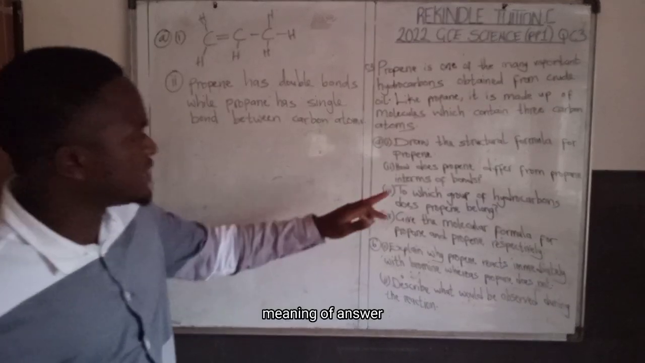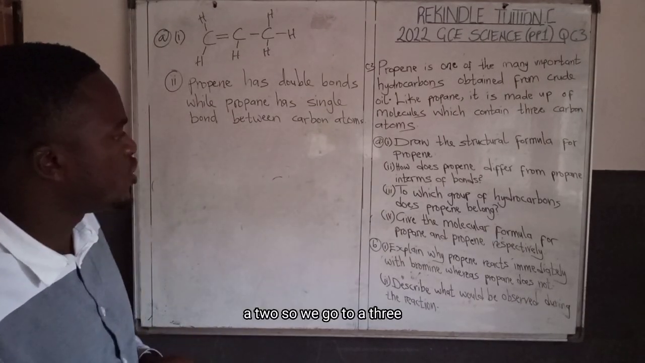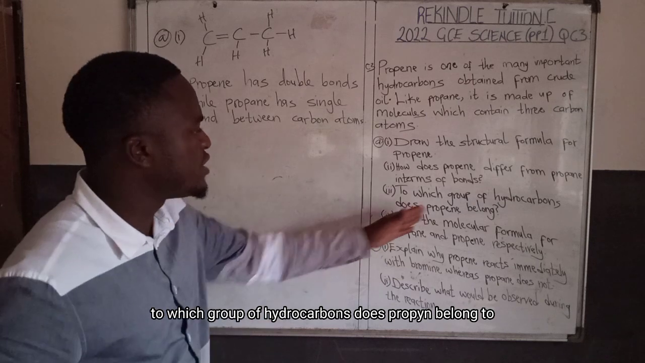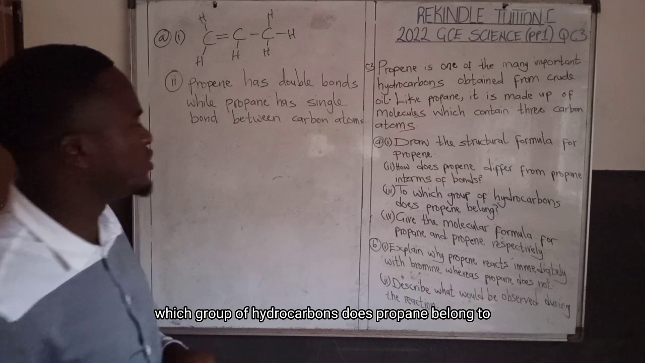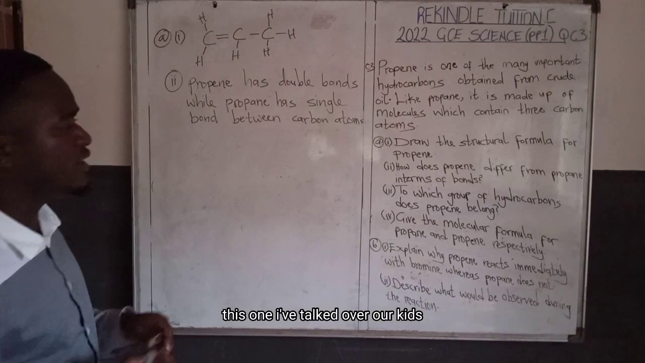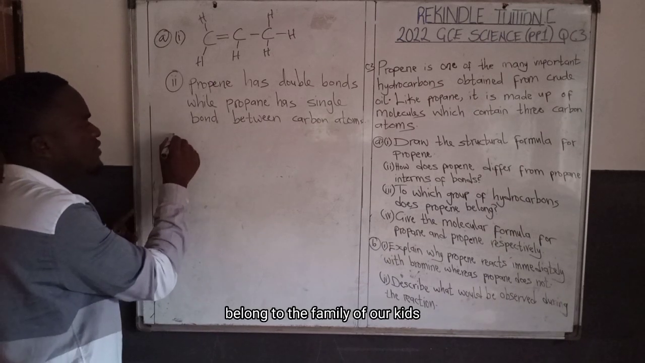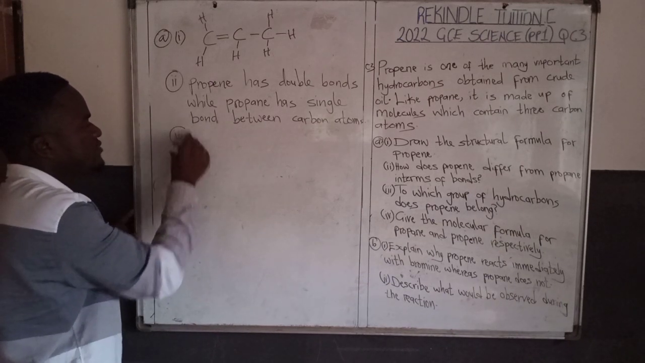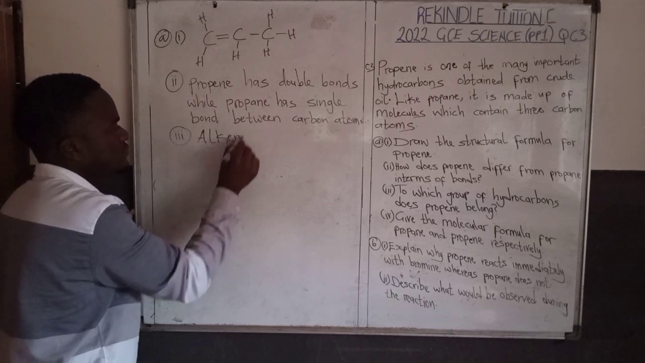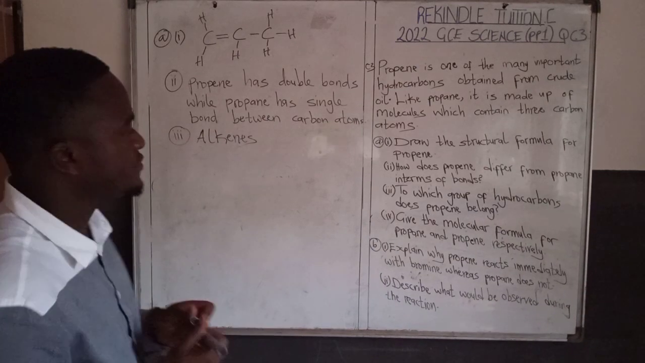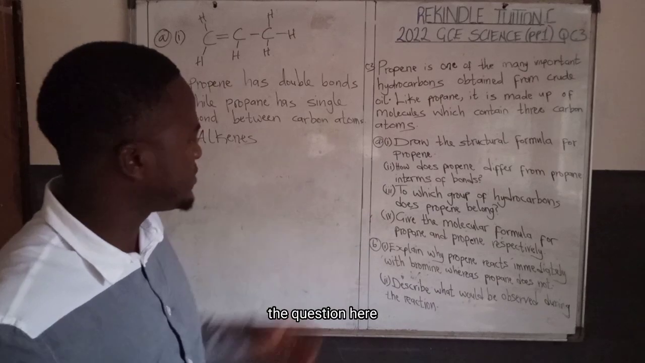Okay, so meaning I've answered A2. So we go to A3. To which group of hydrocarbons does propene belong to? So this one, I've talked of alkenes. It belongs to the family of alkenes. Okay, so meaning that we have answered the third question on A.